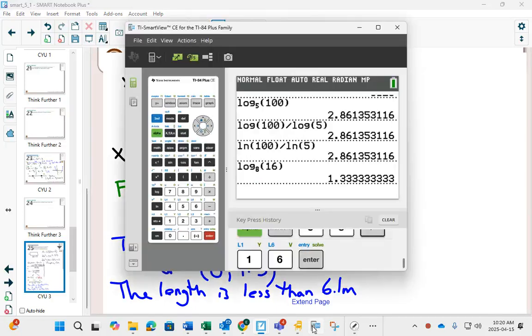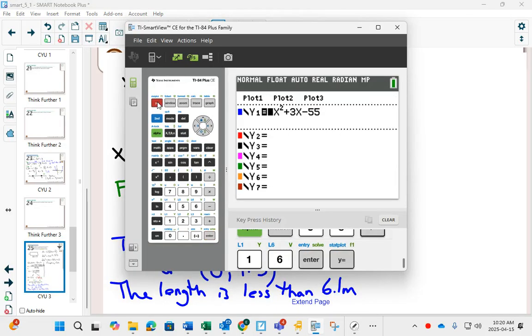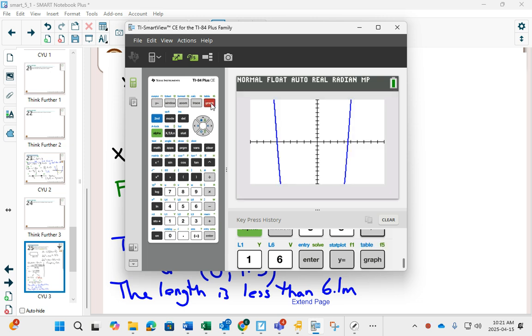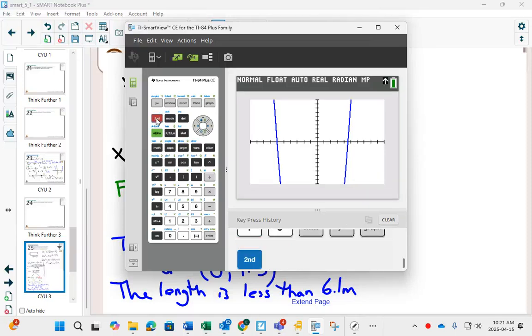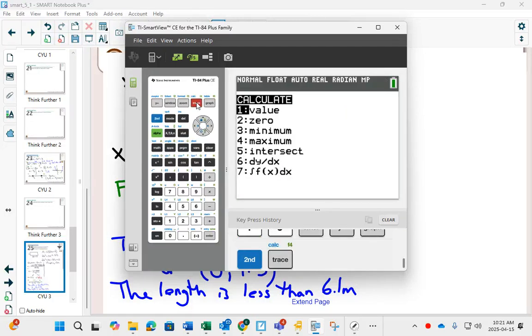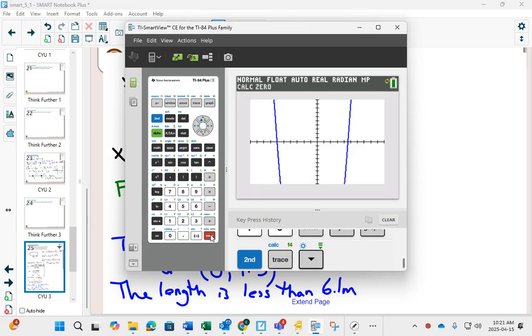I'm going to show you that if you take out your graphing calculator and you type in the 2x squared plus 3x minus 55 and look at the graph, it has two x-intercepts. One looks like it's between 4 and 5, and one looks like it's between -7 and -5. You can find those values by going second, and above the trace button is all of your calculations for graphs. And we want to find number 2, the x-intercepts or the zeros.